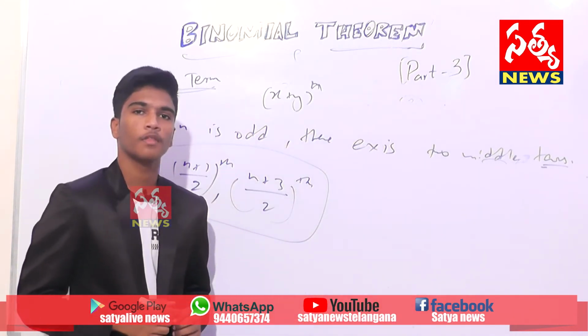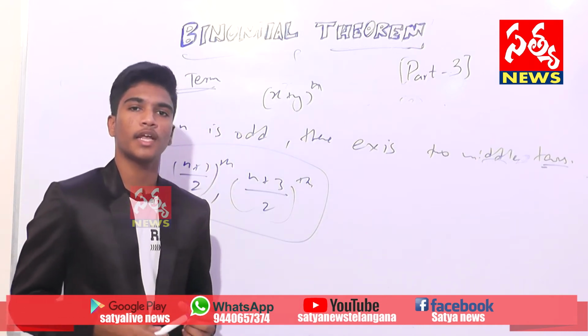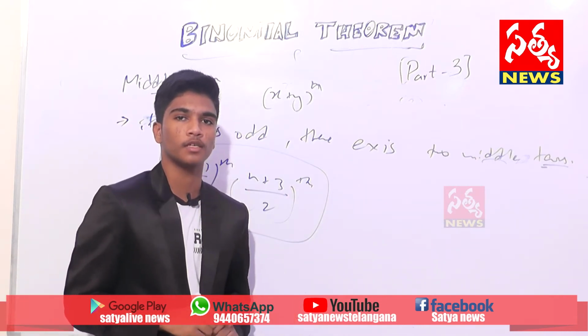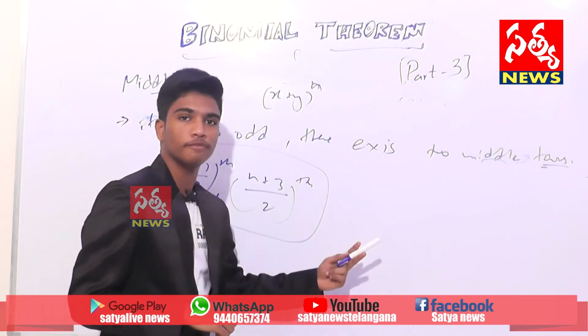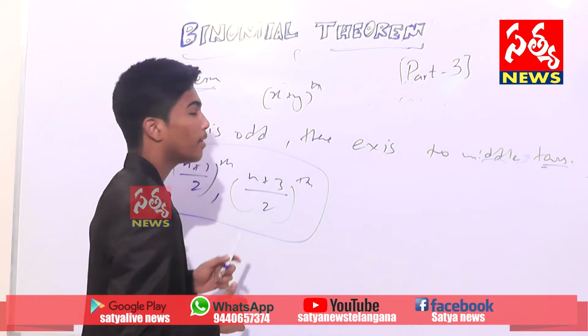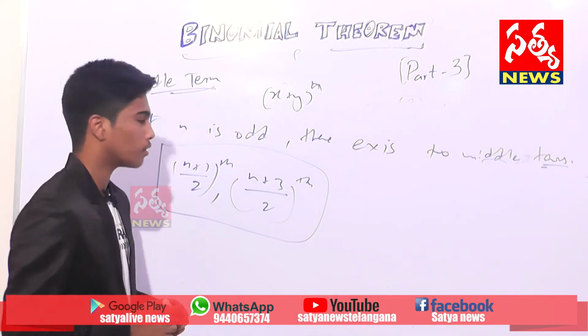Remember one thing. If they ask in a question what is the greatest coefficient of a binomial expansion, then the answer would be the middle term's coefficient. In any binomial expression, the middle term's coefficient is the greatest coefficient.